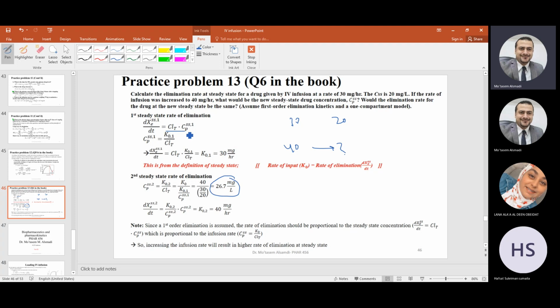Clearance with clearance, what happens to them? The clearance here will cancel with the one here, right? Correct? So what are you left with? The elimination rate equals the input rate. Of course, again, this is from the definition, so we don't need to do these steps. We know from the definition that the input rate is equal to the elimination rate at steady state. Okay? That means when the input rate was 30, what was the elimination rate at steady state? Also 30. What are the units?